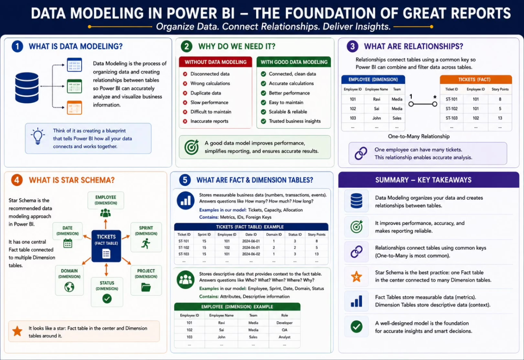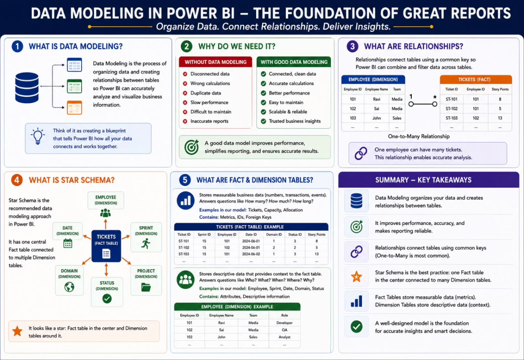So this dashboard contains fact tables, that is tickets, capacity, allocation, defects. The dimension tables are employee, sprint, date, project, domain, status. Together they answer business questions like which sprint has the highest velocity, which employee completed the maximum stories, which domain has the highest defects, which project has the maximum carryover, which team has what utilization.